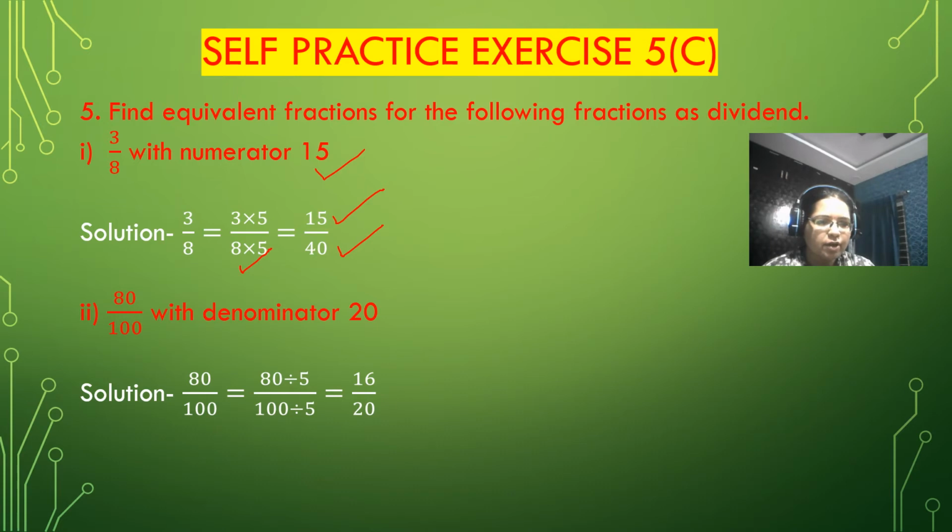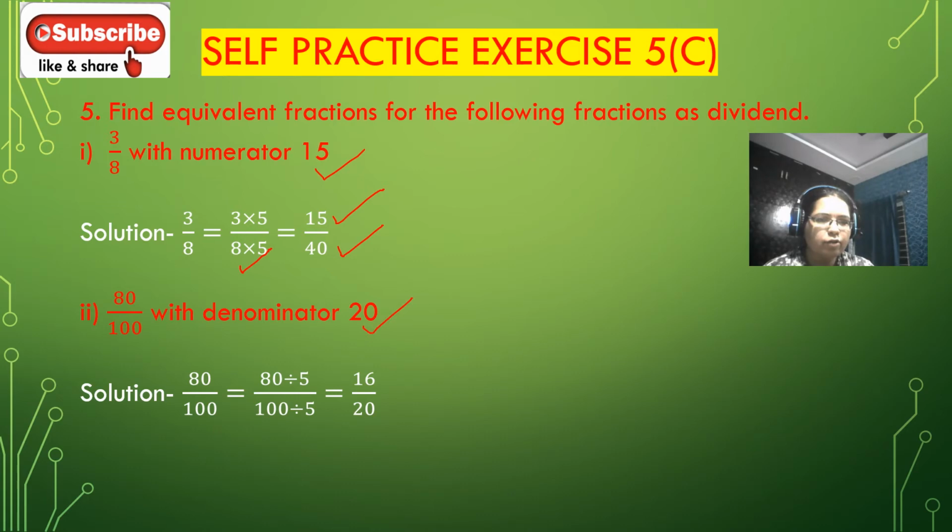Now second bit 80 divided by 100 with denominator 20. We have to find the fraction with denominator 20 which is the equivalent fraction of the fraction 80 divided by 100. We know denominator 100 divided by 5 we get 20, which is equal to the denominator 20 of the second fraction, that is equivalent with the fraction 80 divided by 100.